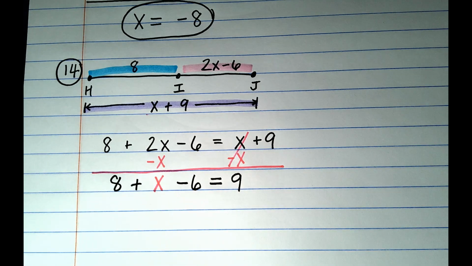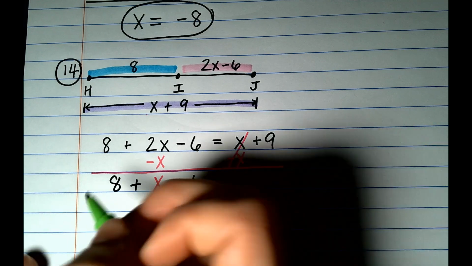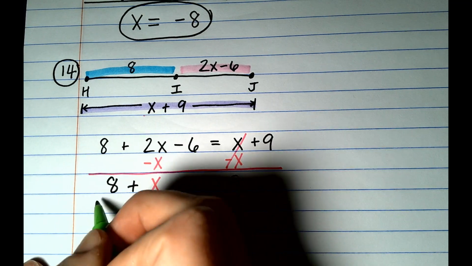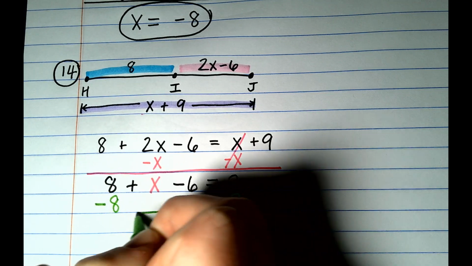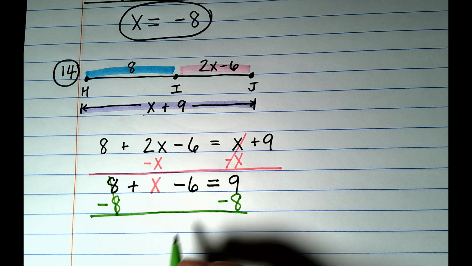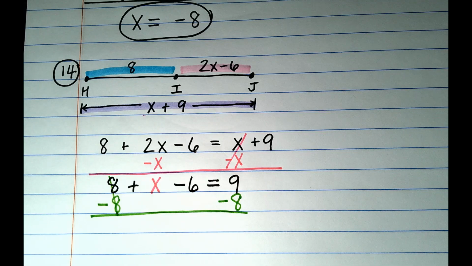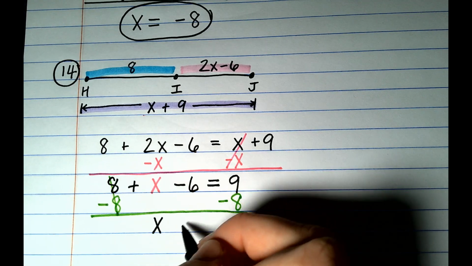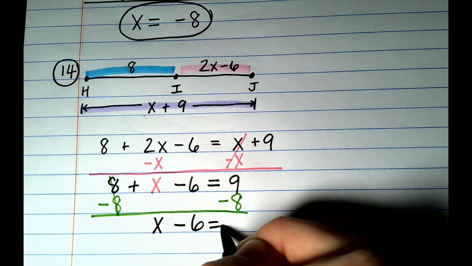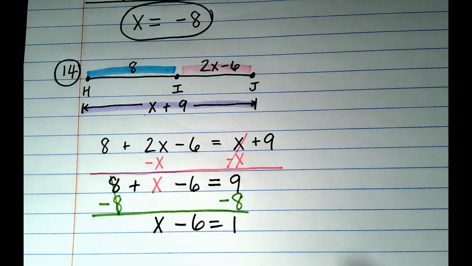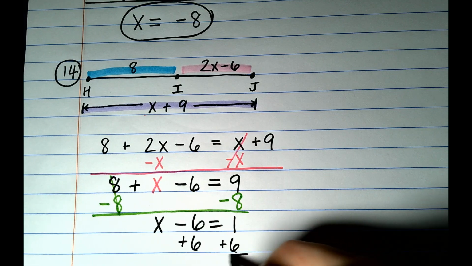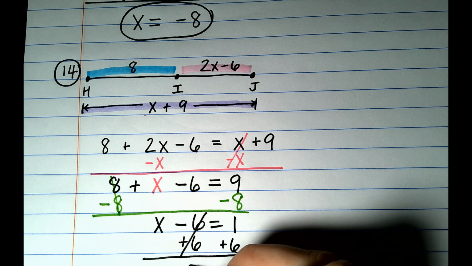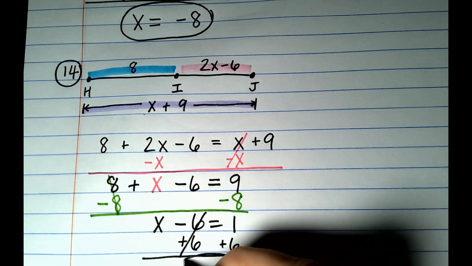Now I have 8 plus x minus 6 equals 9. Then I subtract 8 from both sides. Okay, that would absolutely work. So the 8's cancel. I'll bring down x take away 6 equals 1, and then what? Plus 6 on both sides. And we should get x equals 7.